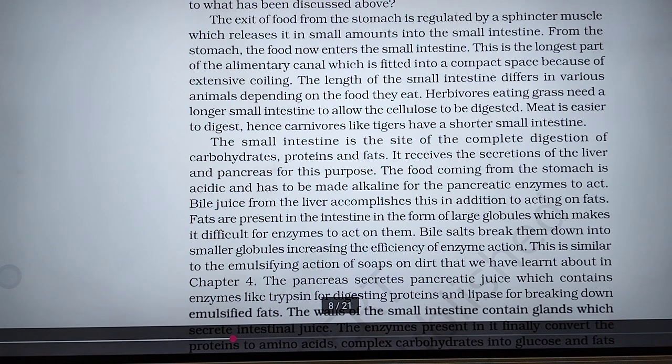Do you know in which type of fruit and vegetable the cellulose is found? There are many: cabbage, tomato, cucumber. These fruits and vegetables have cellulose.